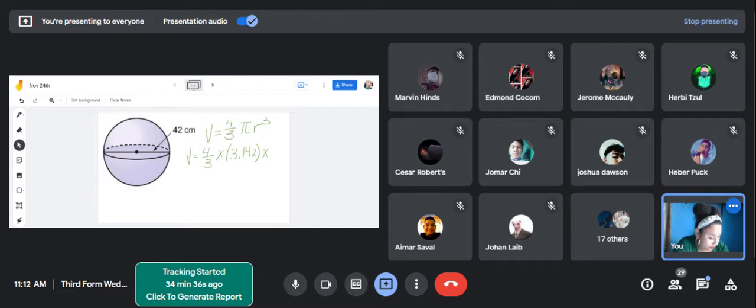Now, what is the radius? 42, miss? Nope. 32? Nope. 21, miss. 21. Very good. 21 to the power of 3. Now, 4 thirds times 3.142 times what is 21 to the power of 3? Calculators. You can't do it in your head. Use a calculator.